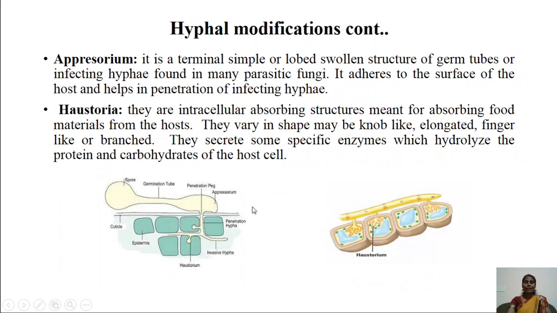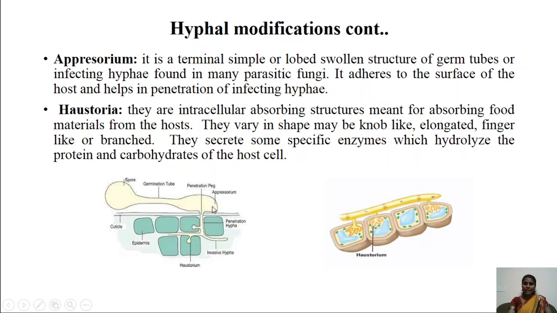Coming to the next type of hyphal modification, that is appressorium and haustoria. Appressorium and haustoria are special hyphal modifications usually observed in some parasitic fungi. The appressorium is a terminal, simple or lobed swollen structure formed at the tip of the germ tube. In parasitic fungi, when the spore falls on the substratum or on the host, it produces a tube called a germ tube, and this germ tube bulges at its tip and forms a lobe-like structure.